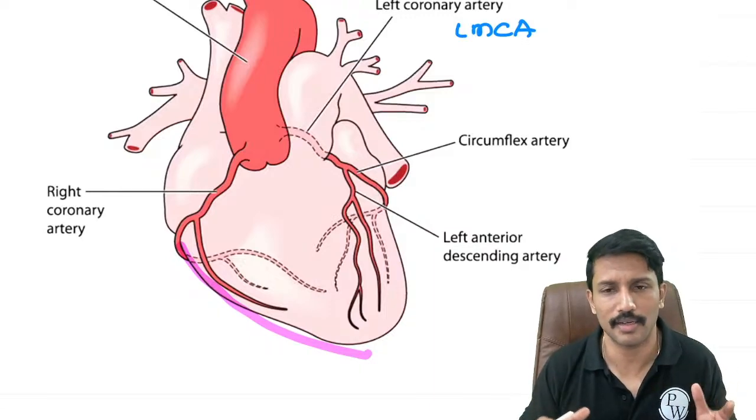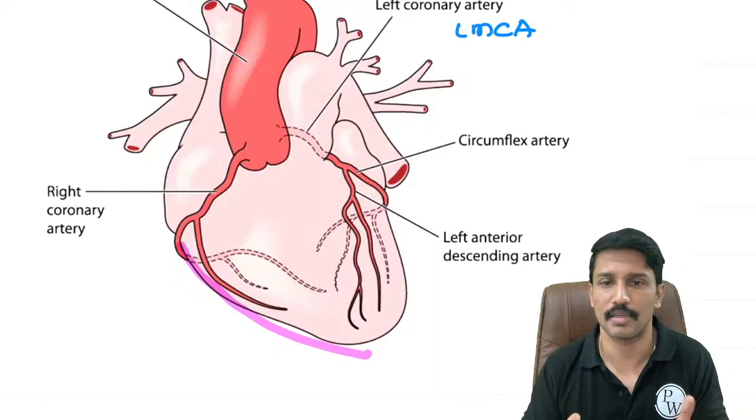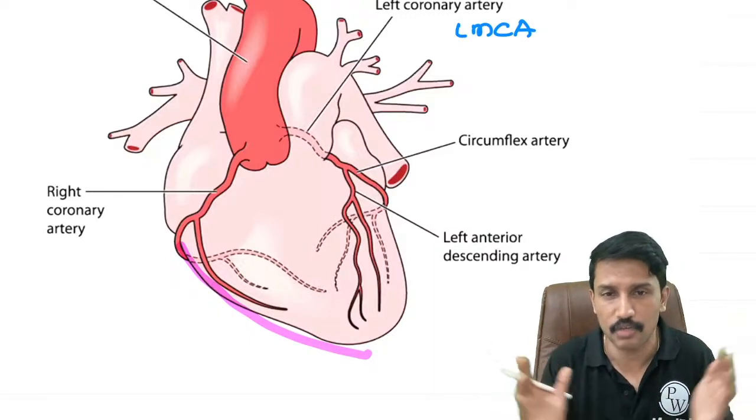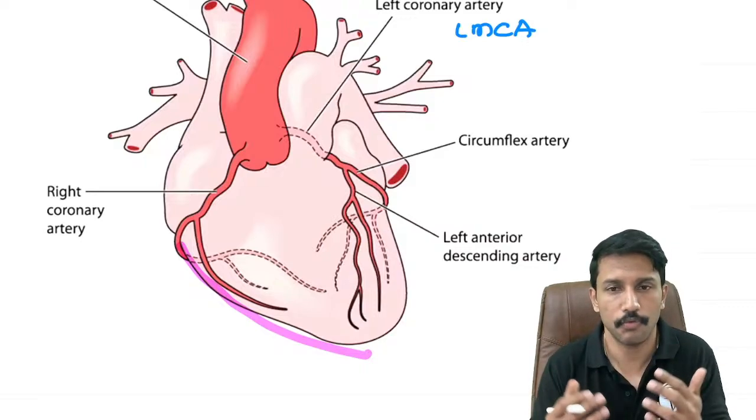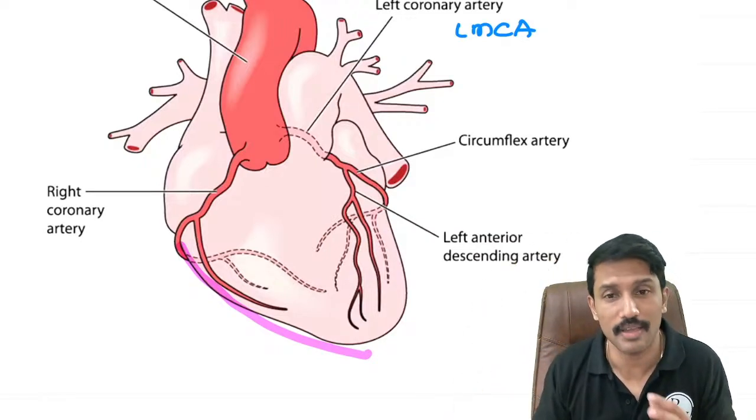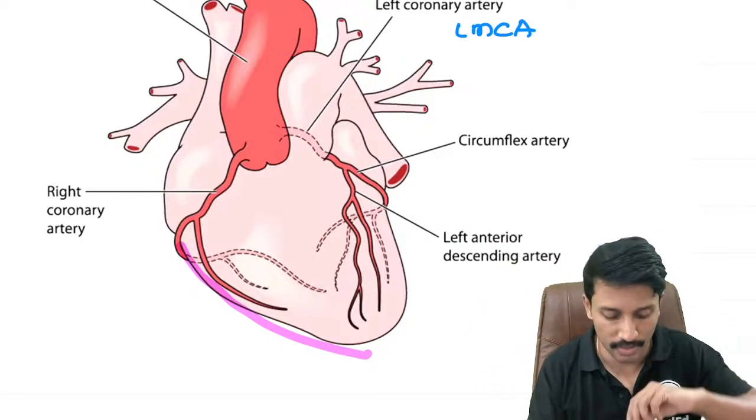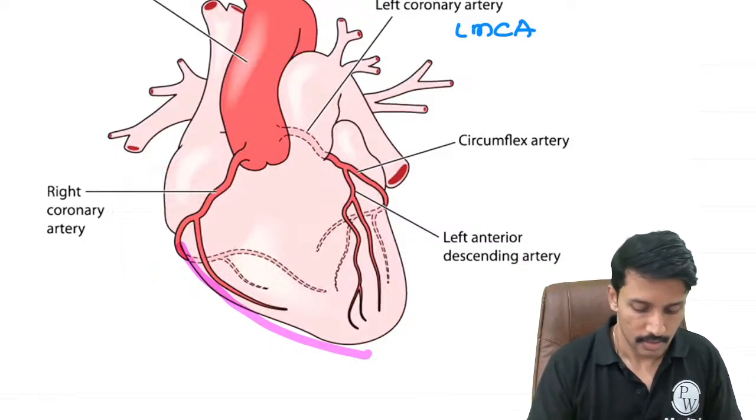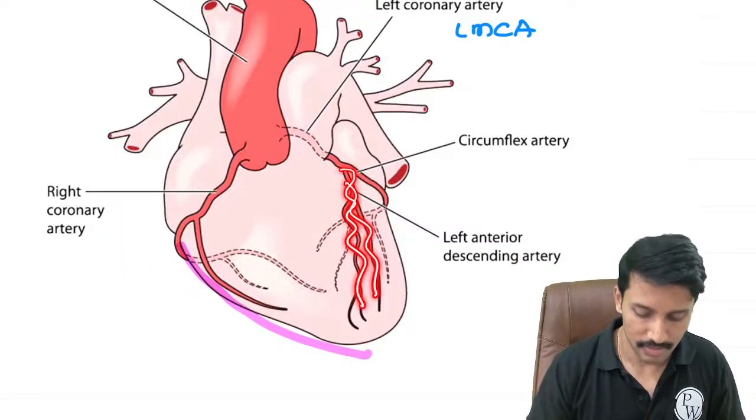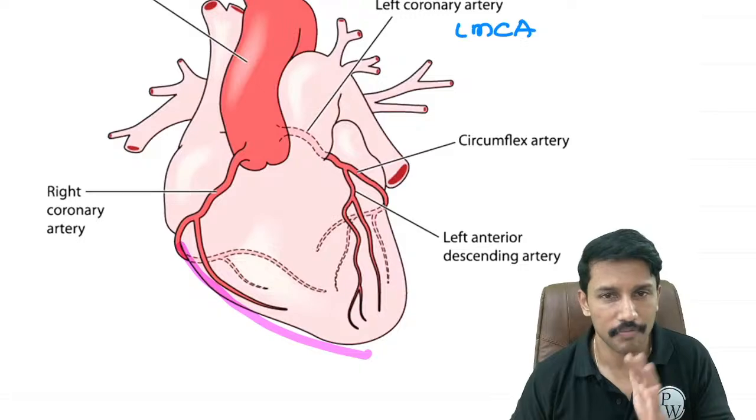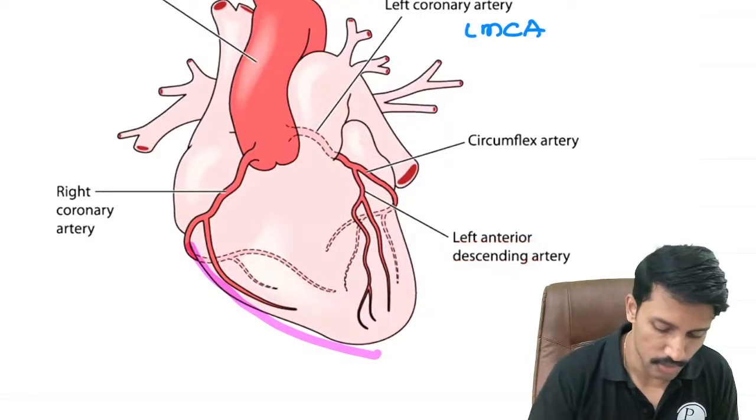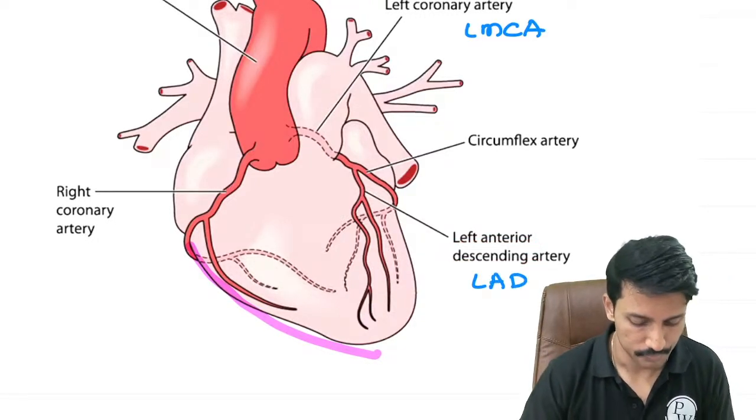And we all know that the most important chamber in the heart is the left ventricle, because it has to contract vigorously to generate sufficient force so that the blood gets distributed throughout the body, and then from the tissues it comes back to the right side of the heart, right? So the main part of the heart is supplied by the left anterior descending artery, which we abbreviate as LAD.